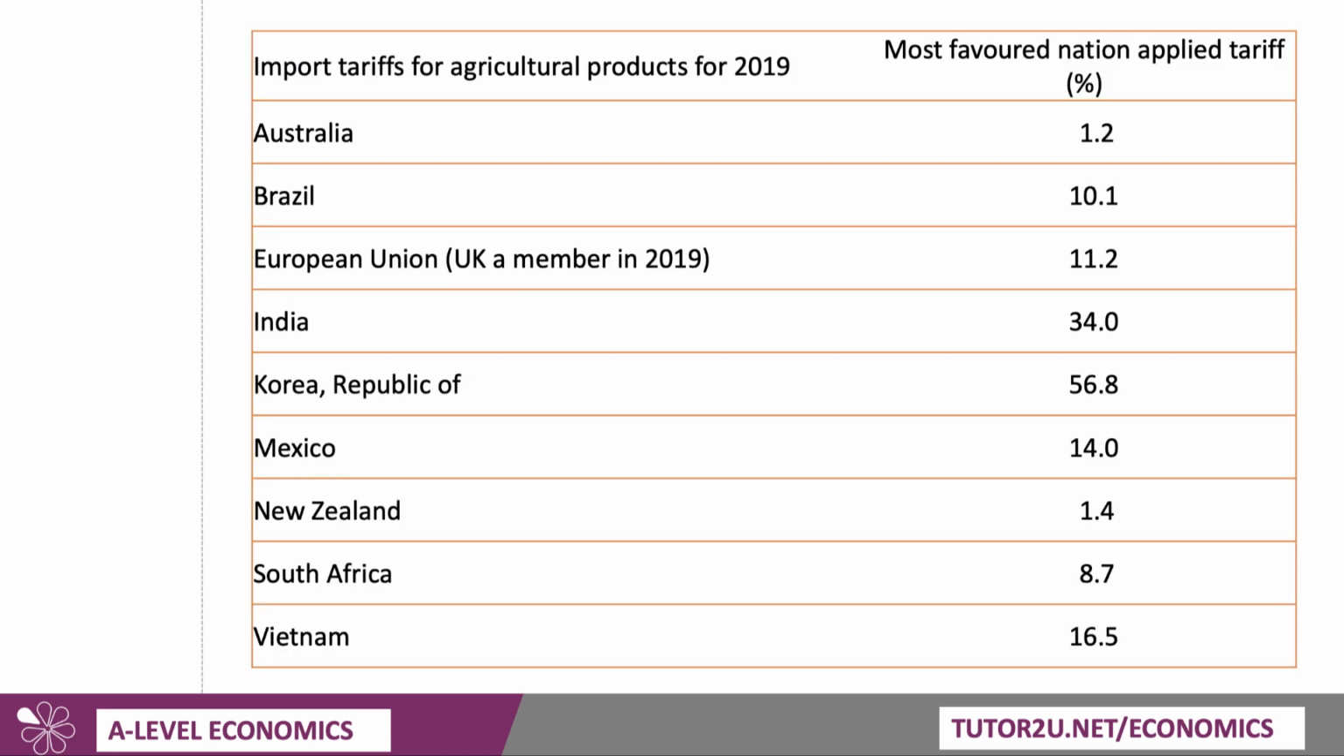Farm goods, also quite interesting. This is the most favoured nation applied import tariff percentages for a selection of countries. I've been into the World Trade Organization database, and you can see that countries like Australia and New Zealand have fairly low import tariffs for farm goods, whereas in countries like South Korea, 57%, Vietnam 17%, India 34%. So some pretty high tariffs there. The average European Union tariff for farm goods was 11% in 2019, when of course the UK was a member, but the UK has now left the European Union.